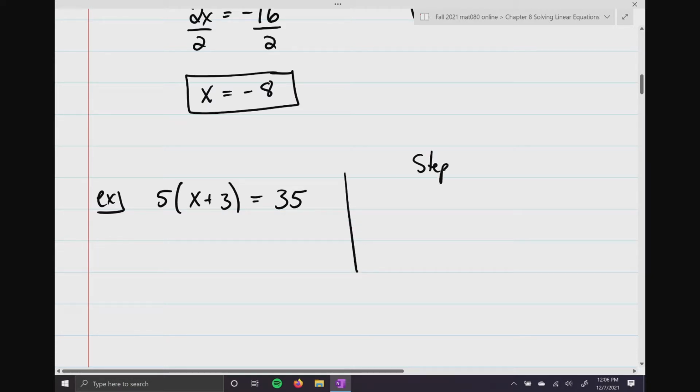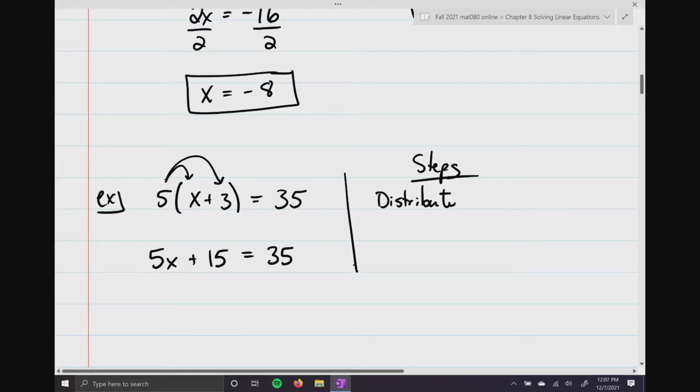All right. So step 1, do I see fractions? No, so you can skip step 1. Step 2, do I see parentheses? Absolutely. So I need to distribute. So I'm going to take 5, multiply times x, and 5 and multiply times 3. That's going to give me 5x plus 15 equals 35.